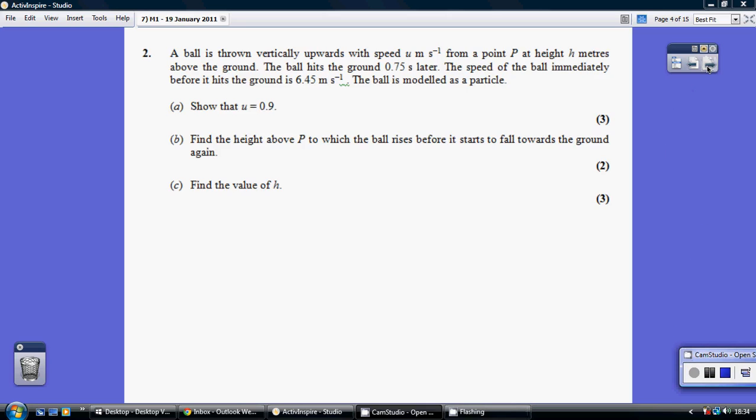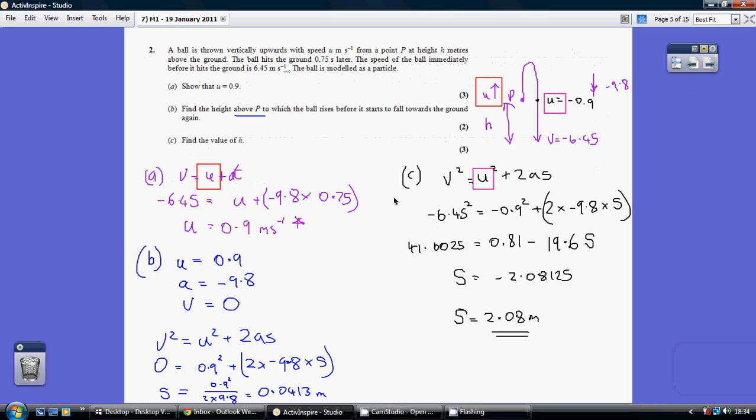Question 2. This is all about SUVAT. All three parts of this, we're going to be using the SUVAT equations. Start off by setting out the information in a diagram. I'm having things going upwards being positive, so the initial speed is positive, but gravity coming downwards is negative, the speed on the way down is negative, and equally the speed as it hits the ground is negative. So upwards positive, downwards negative.